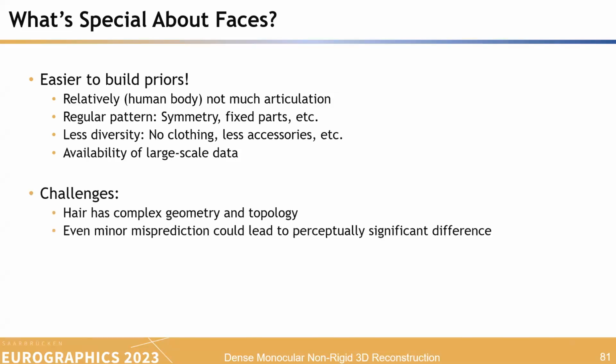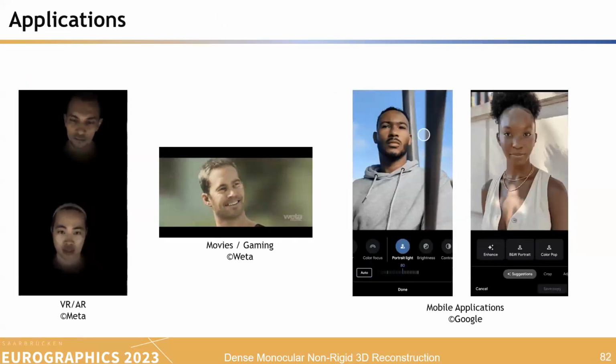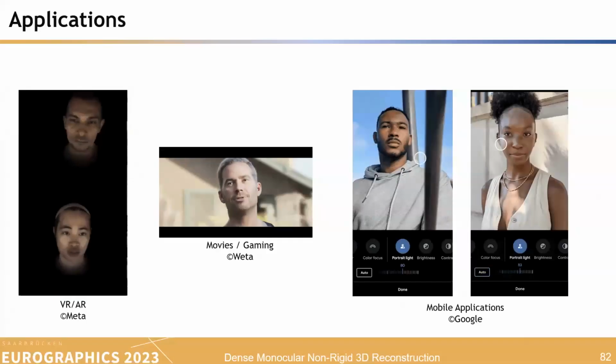But yeah, it also has challenges. For example, it involves modeling hair, which has complex geometry, and the topology also varies across different hairstyles. Even a minor misprediction in the geometry could lead to a perceptually significant difference for humans because we are well versed with that. But yeah, face has a lot of applications in AR, VR, movies, gaming, and also.